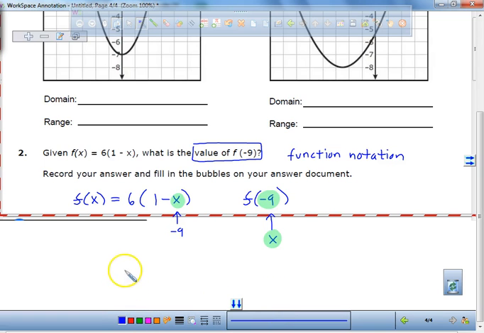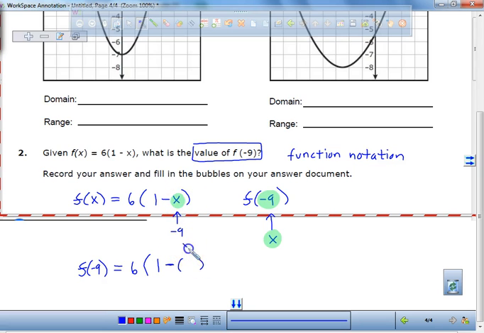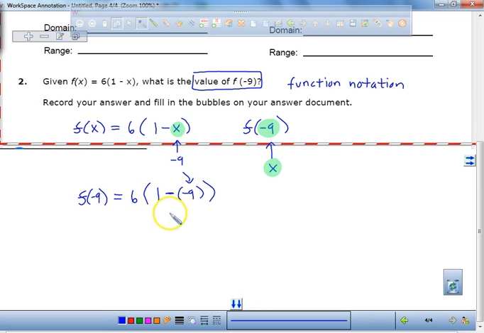So here's how you would do it. F of negative 9 equals 6, parentheses, 1 minus, and what am I plugging in for my value for x? Negative 9, and I'm going to close the parentheses. So it becomes 6. 1 plus 9 becomes 6 times 10, which becomes what number? 60. That's how you would do it by hand.